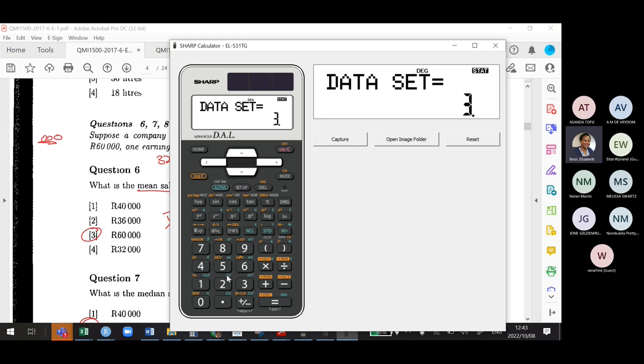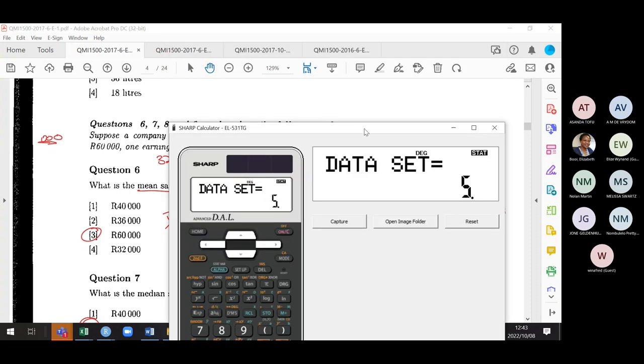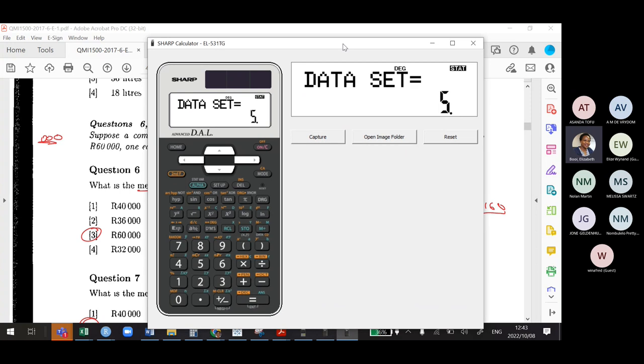So this is data set 32,000. Data set 4, 32,000. Data set 5. So now I know that I've captured all 5 of them. The next one was 40 and 260.